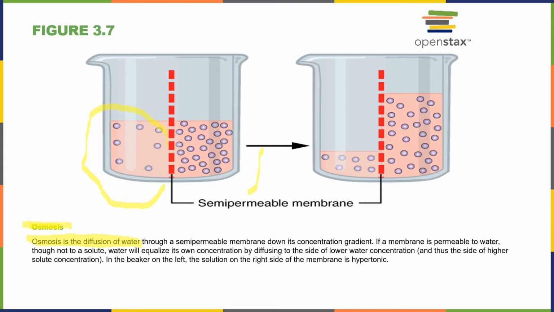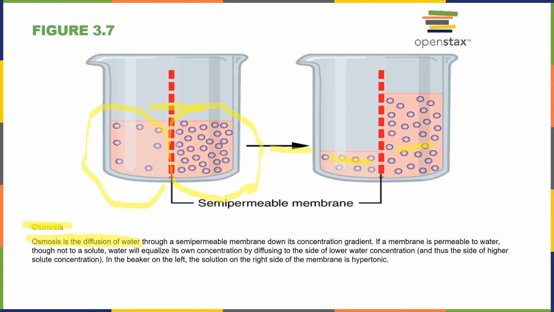Our solute is more concentrated on this side. But the solutes can't get through this membrane. Water molecule is small and it can get through. So in this case, the water is going to be pulled from this side to that side until we have equal concentration on both sides.